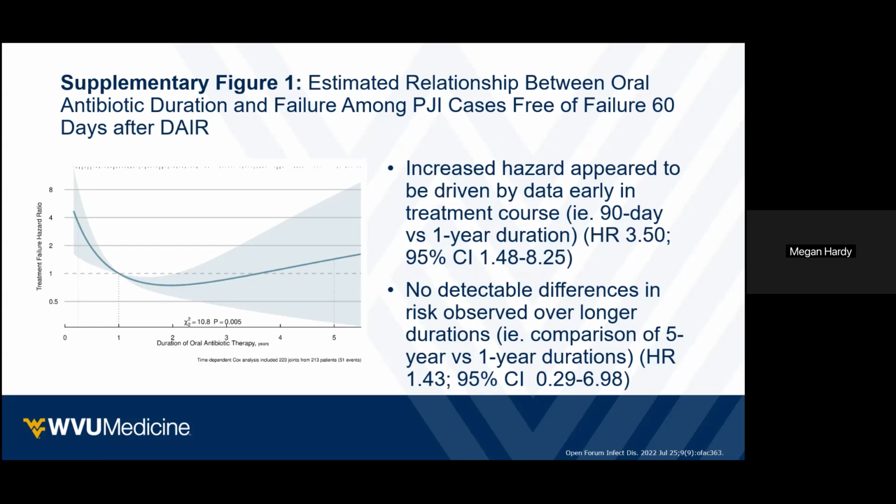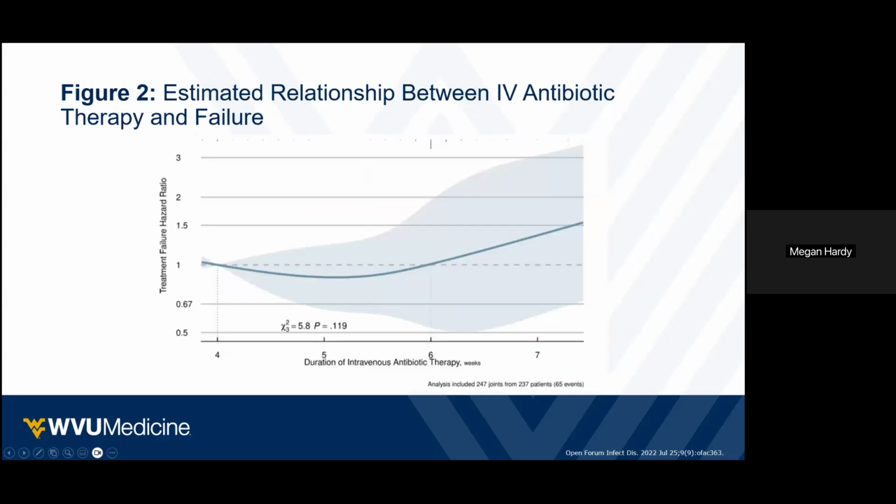And then lastly here, another figure is just the estimated relationships between IV antibiotic therapy and failure, which I also thought was interesting here. So this essentially shows that really looking at the 4 and the 6 week mark down here, there's really no difference in hazard at the 4-week mark versus the 6-week mark. So I know that this is always something that pops up for us when we talk about durations of suppressive therapy and things like that. So I think that these studies are just important to highlight so we can see what data is there and help us make that decision.